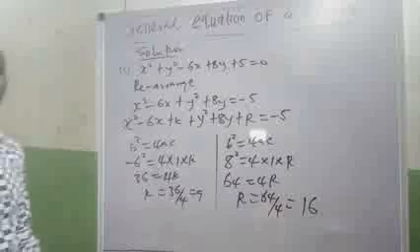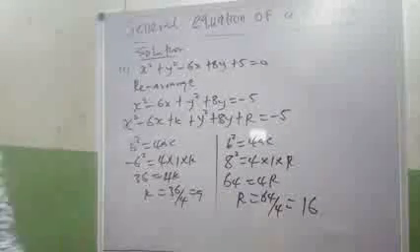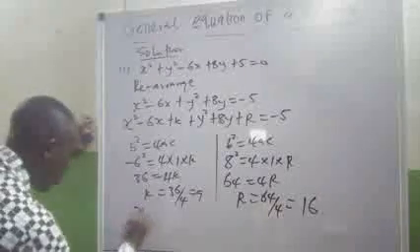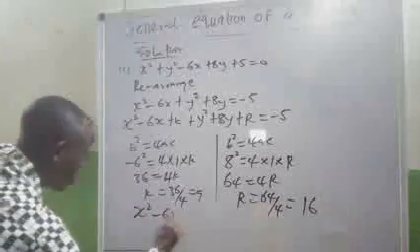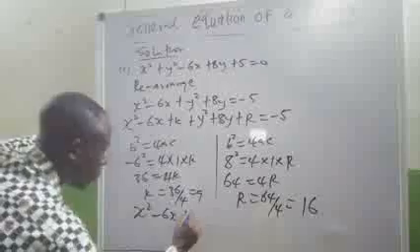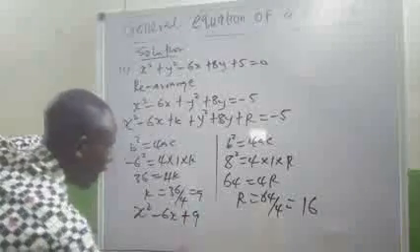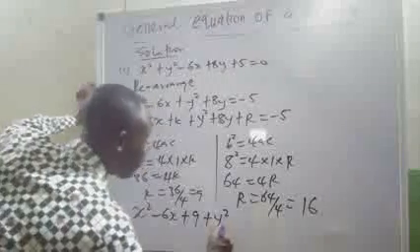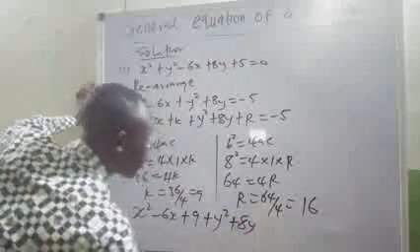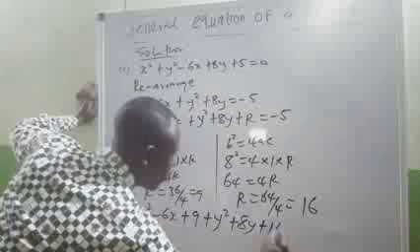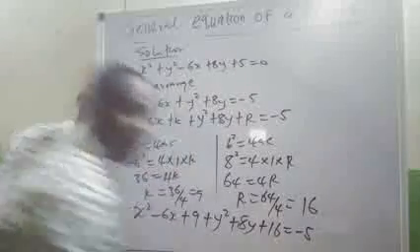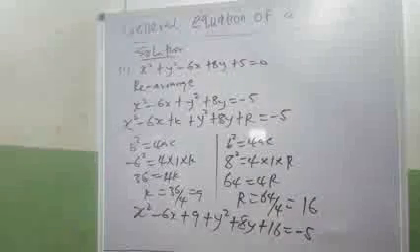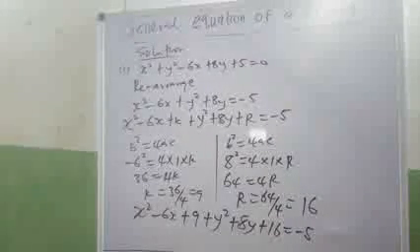In that case, we have to rearrange this equation again. We arrange this equation again as s squared minus 6s plus 9 plus y squared plus 8y plus 16 will be equals to minus 5. So the equation becomes this.